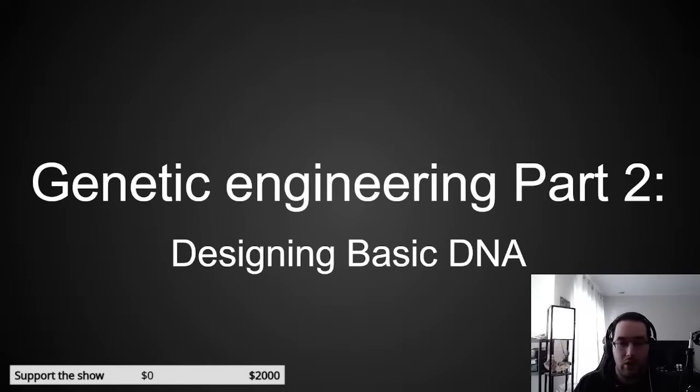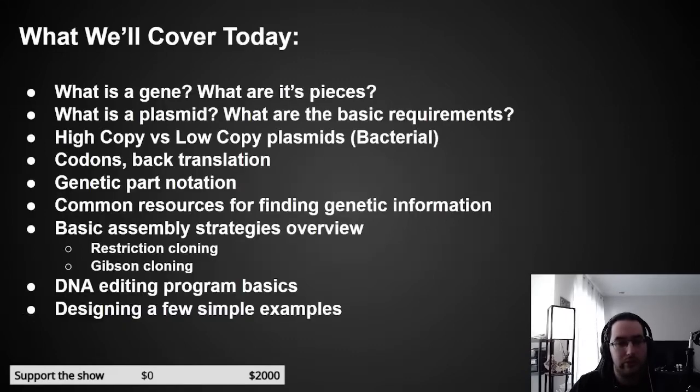Today we're going to be talking about designing DNA. So let's go through it. This is what we're going to cover today. What is a gene? What are its pieces? What is a plasmid? What are its basic requirements? High copy versus low copy plasmids, codons, back translation, genetic part notation. You can see the slide. I'm not going to read the whole thing, but basically, it's going to go through as much of this stuff as we can, and we're going to do a little bit of a presentation. I'm going to go through the basics, and then we're going to hop over to a genetic engineering program, like a DNA coding program, and we're going to do some code. So we're going to go through all this stuff first.